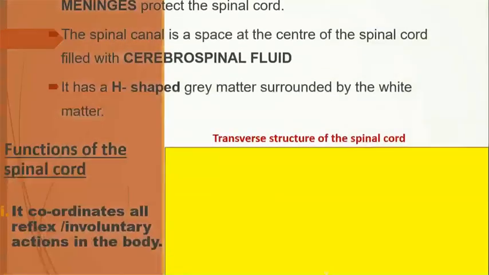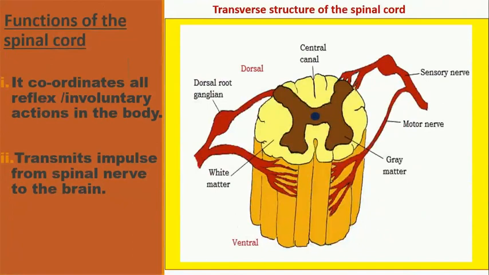So let's move on. Transverse structure of the spinal cord. If you look at the center, you see the H-shaped image there. That is the gray matter. Every other part surrounding that is called the white matter. So that should be the first 2 points or 2 parts you can or should be able to label when you're asked to draw the spinal cord.